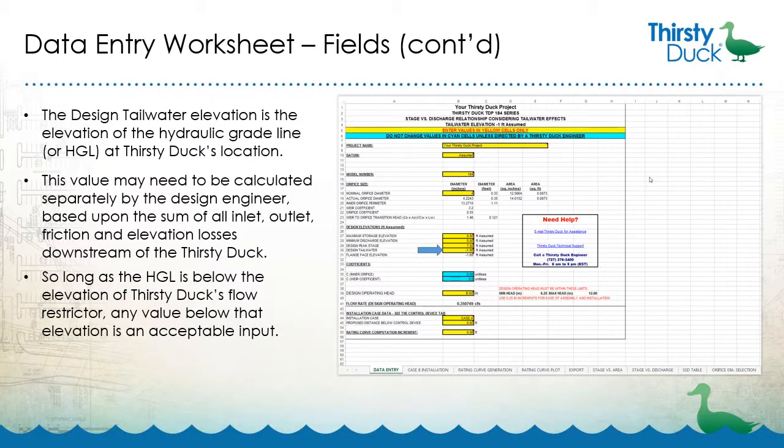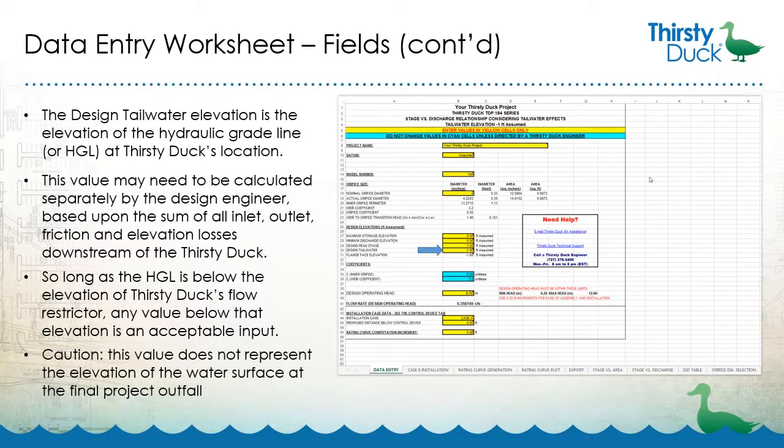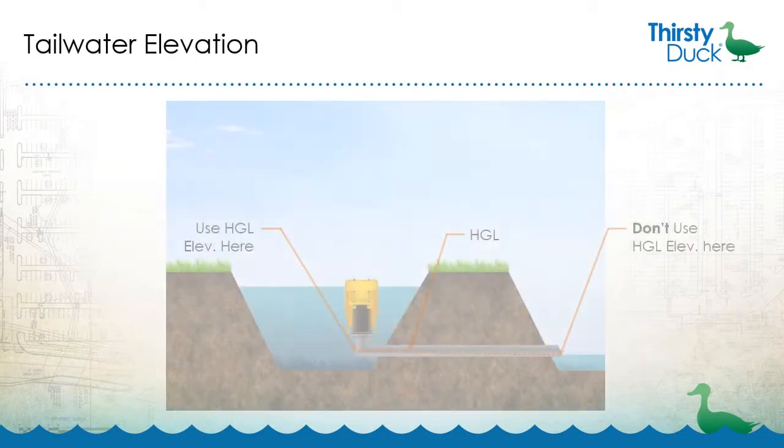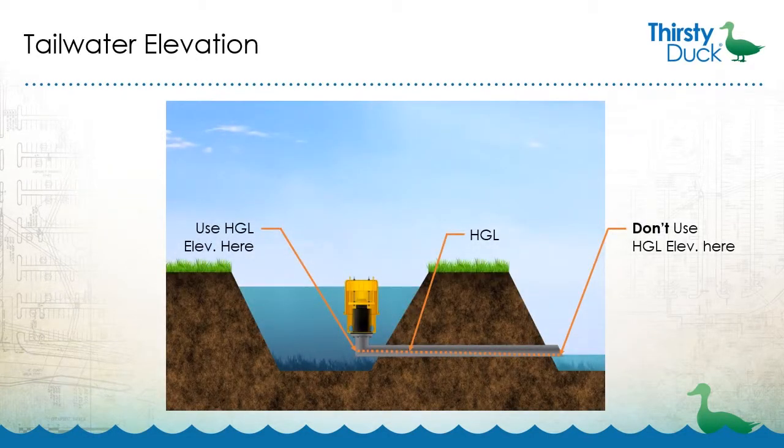So long as the HGL is below the elevation of Thirsty Duck's flow restrictor, any value below that elevation is an acceptable input. The design engineer is cautioned this value does not represent the elevation of the water's surface at the final project outfall. The diagram on the screen illustrates the correct location of the HGL for the tailwater input.